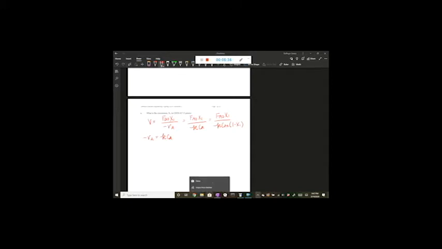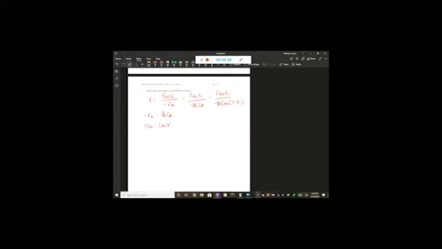Now we know we can replace F_A0 with C_A0 times the volumetric flow rate, and then we end up with volume equal to C_A0 times volumetric flow rate times X1 over k C_A0 (1 minus X1).